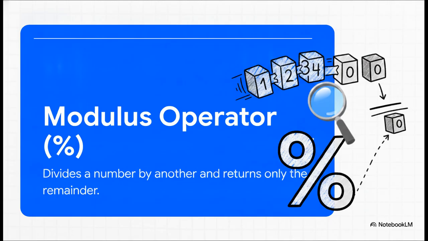Enter the modulus operator, represented by the % sign. Instead of giving you the result of a division, modulus only gives you the remainder. It's kind of like the leftover pizza slice of the math world. So 1234 modulus 10. The result is 4. Just like that, we've perfectly isolated the very last digit.